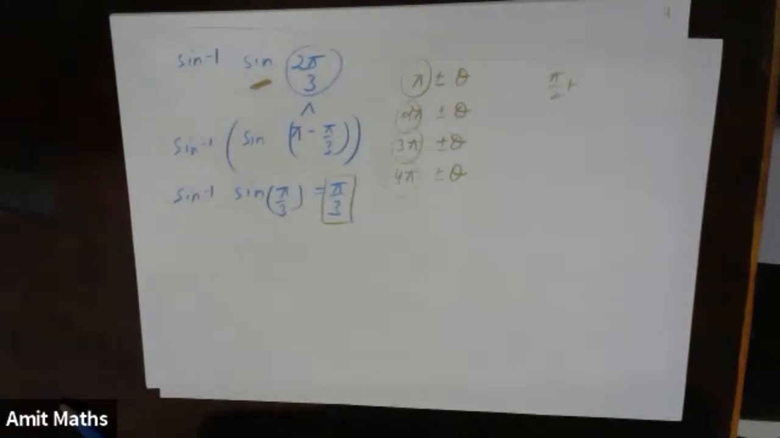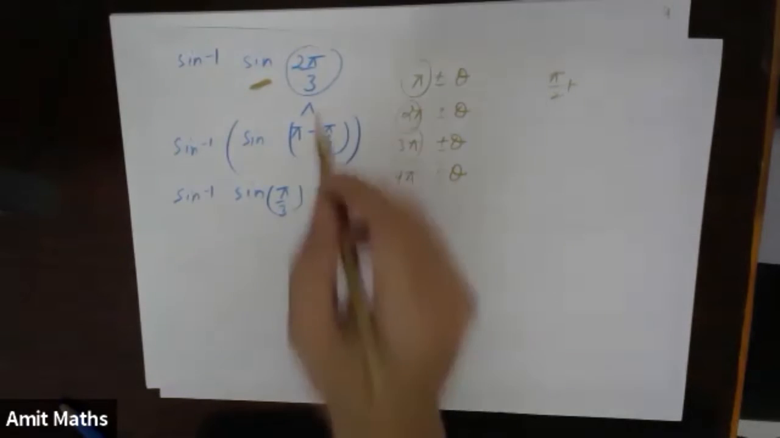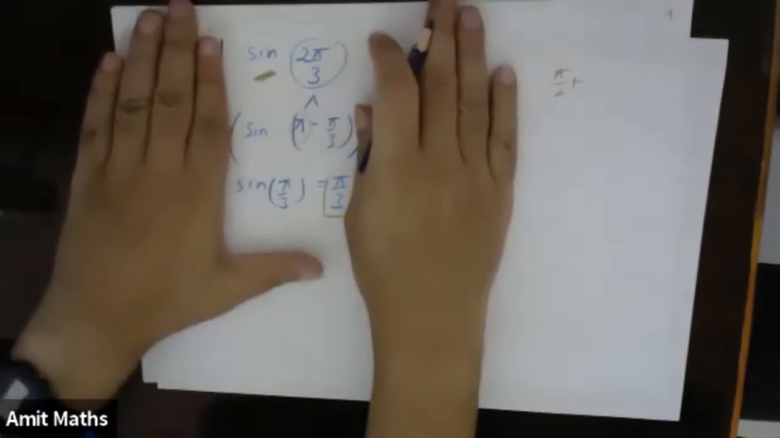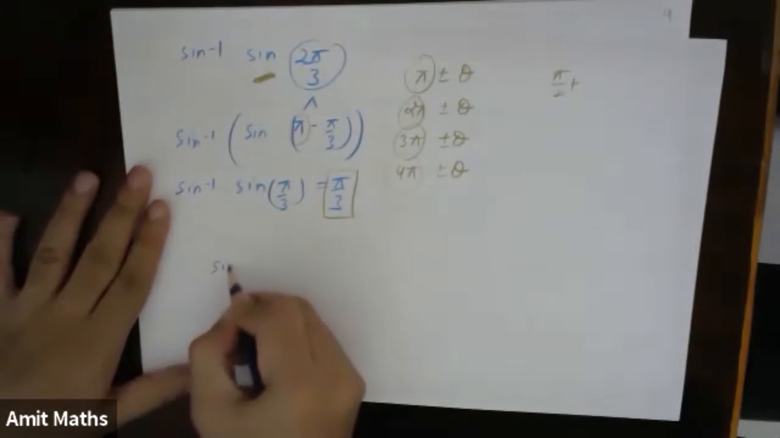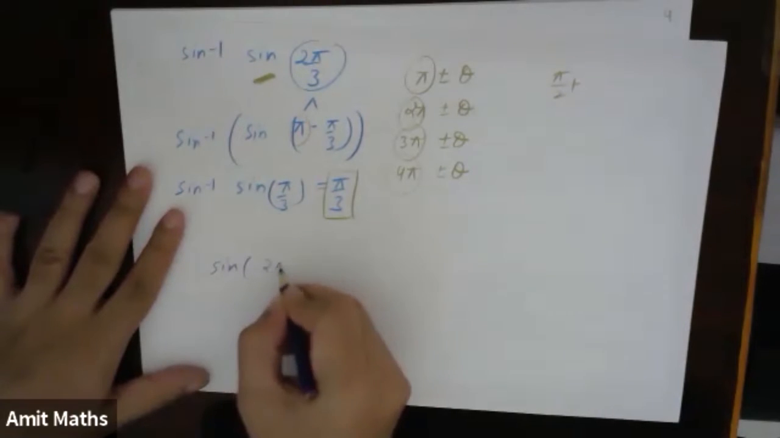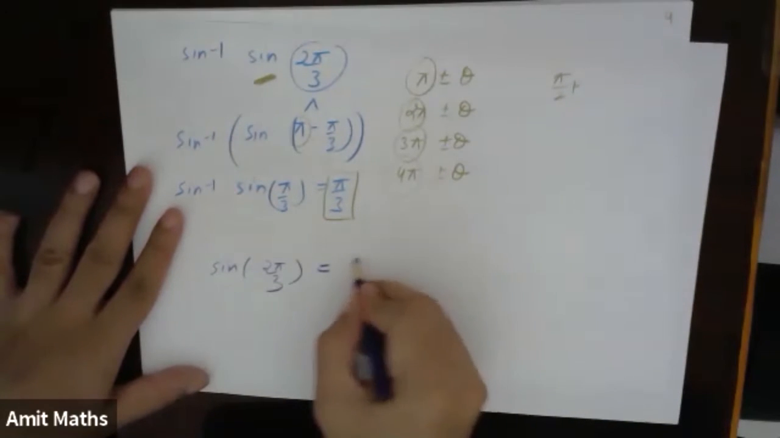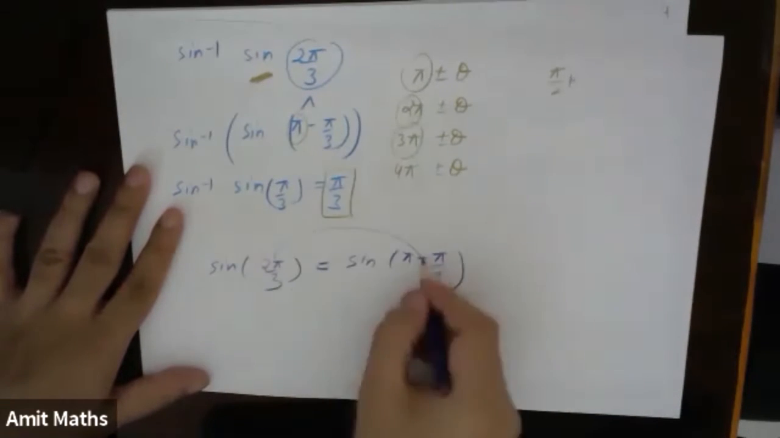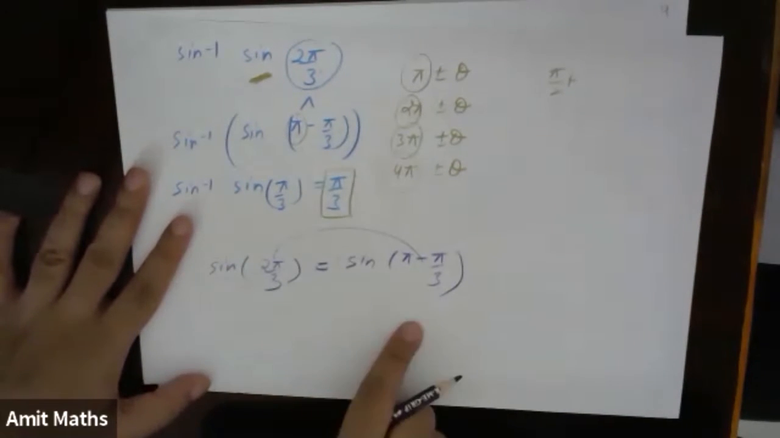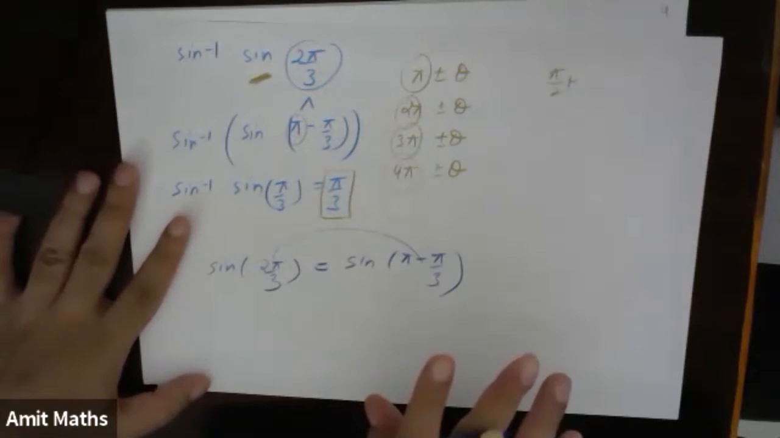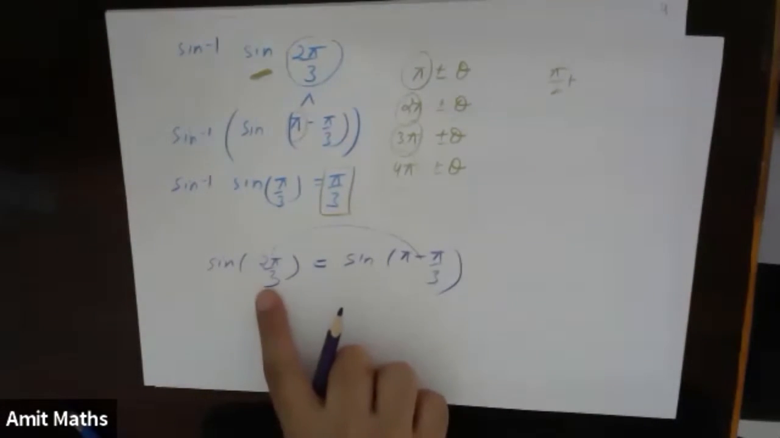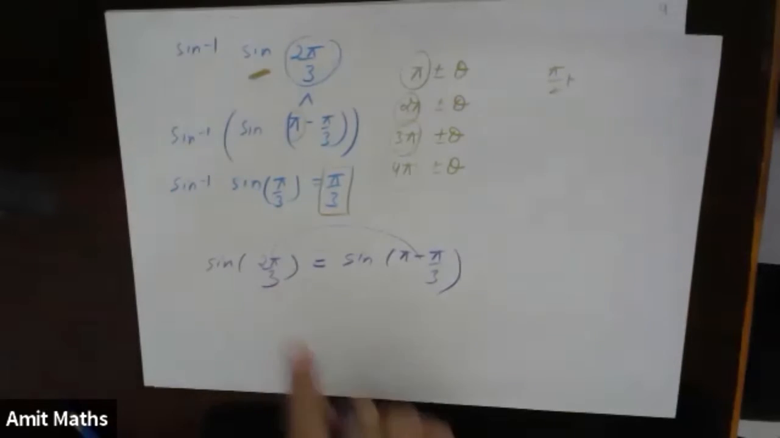Understood? Jafran, what did you not understand? Why am I keeping it pi minus pi by 3? Forget about sine inverse, forget about anything else. Sine of 2 pi by 3, you can write as sine of pi minus pi by 3. This is okay. Can I write this like this or not? Yes? Fine.